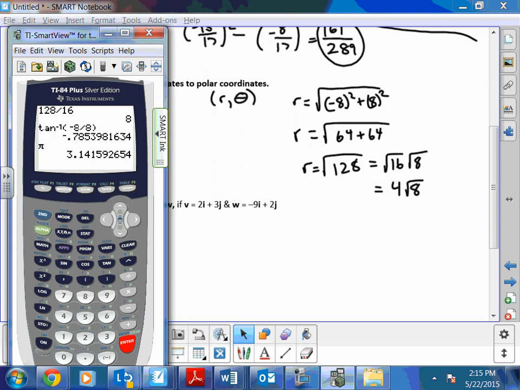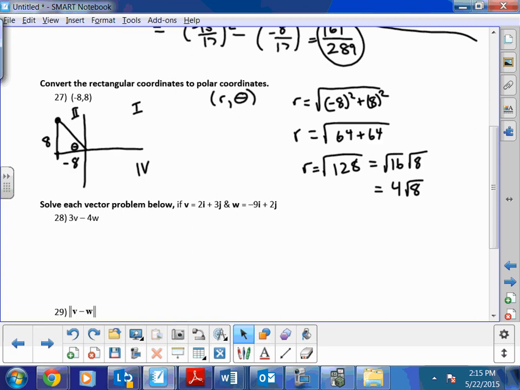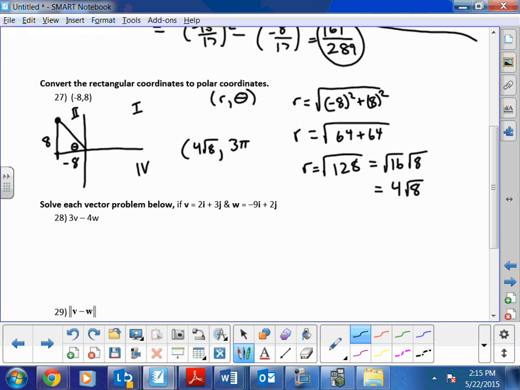If you want the exact value, you could also look at your unit circle, and see when it's negative 1. Negative 1 only occurs at 3 pi divided by 4. So what you're going to do is write this down: 4 square root of 8, 3 pi divided by 4. Okay, good. Let me go ahead and pause this video.